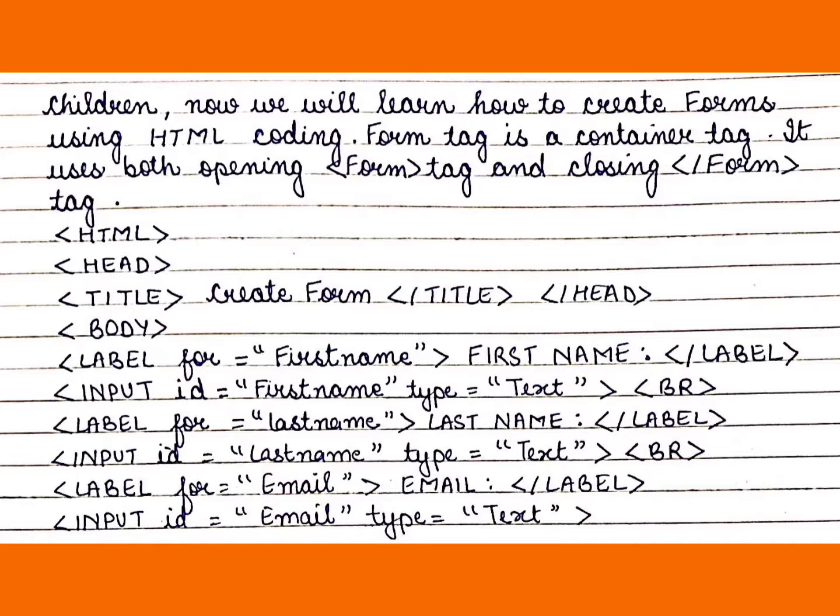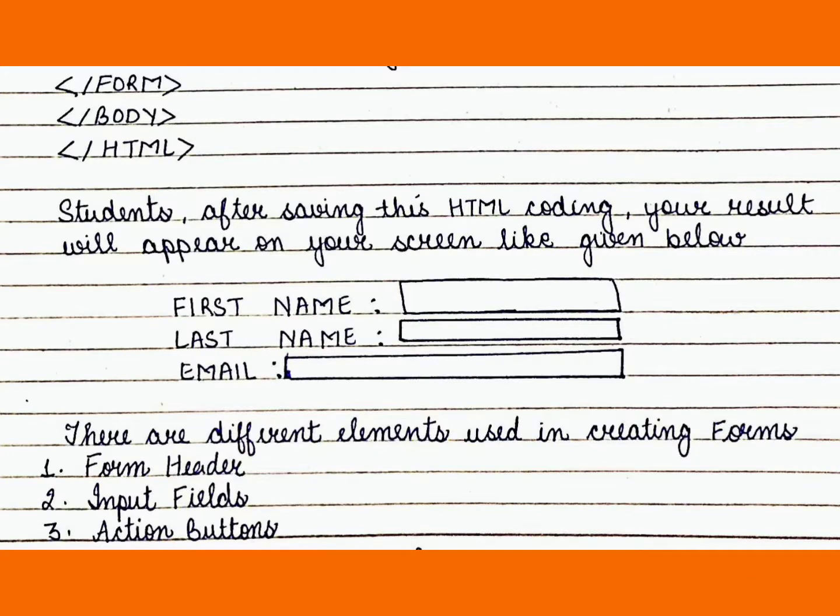Again use the label tag for last name and close the label tag. Use the input ID last name, type is equal to text. Again use the BR tag and start with the label tag for entering the email address. Use the input ID for email and type is equal to text. Now close the form tag and close the body tag also. At the end, close the HTML tag.